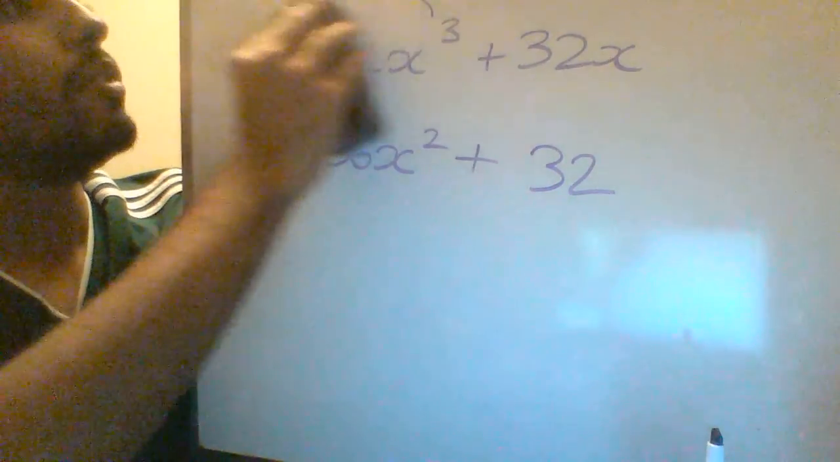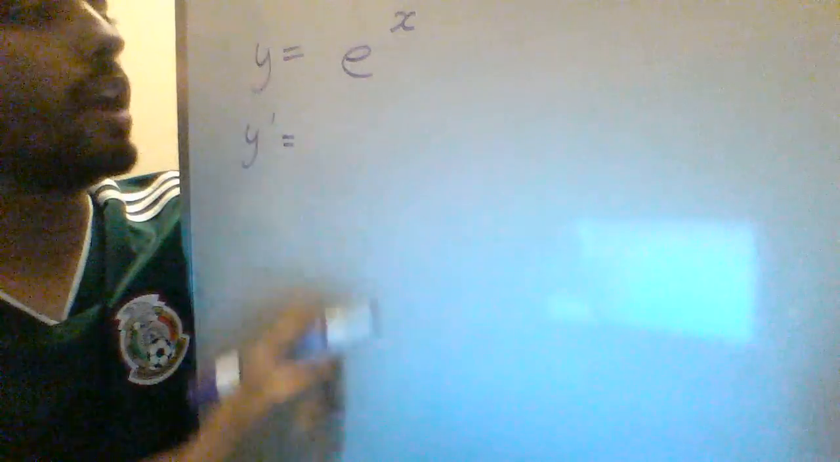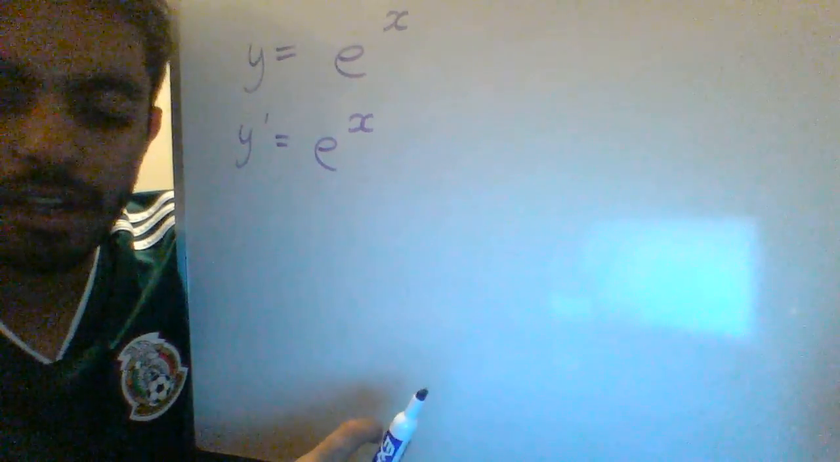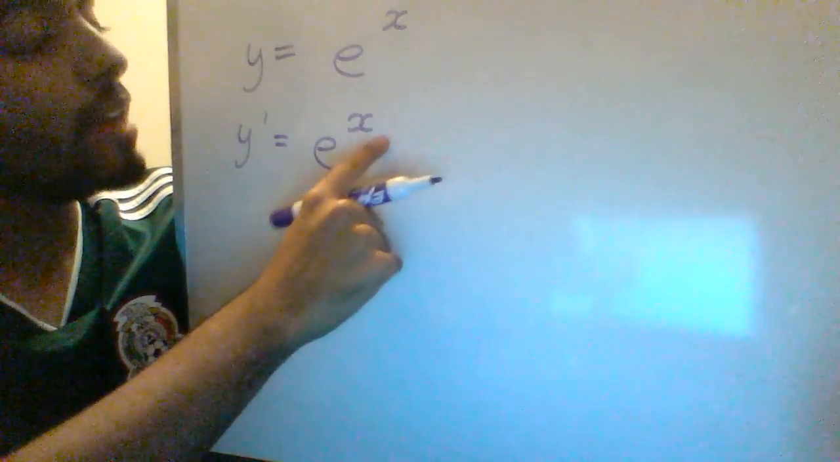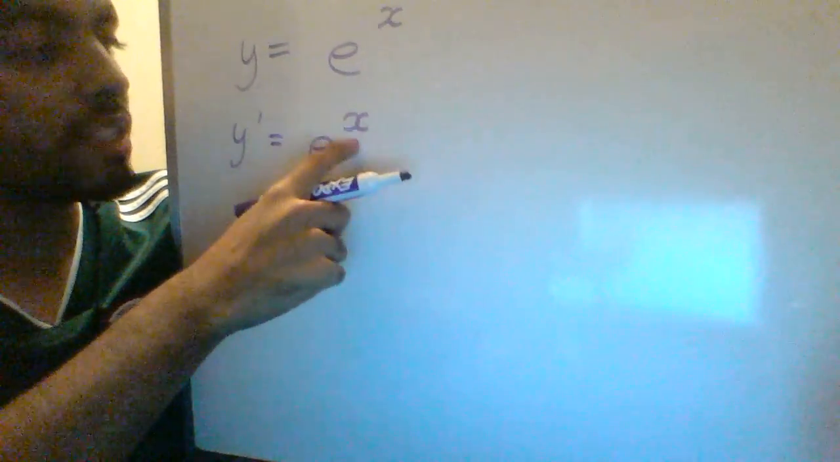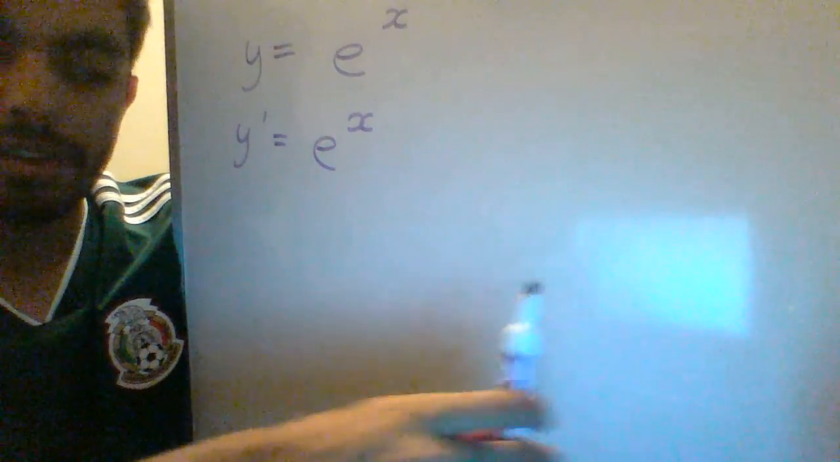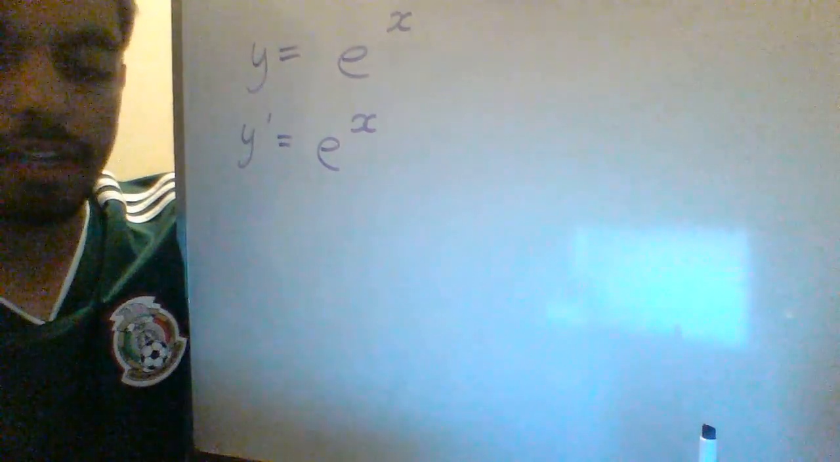All right, now, one that has tripped you guys up a lot before, but hopefully you remember now, e to the x. y equals e to the x. The derivative of this is the same thing, e to the x. Now remember, technically the derivative is e to the x times the derivative of the exponent, right? So if this was something besides x, then you would have to multiply by that outside, right here, all right?